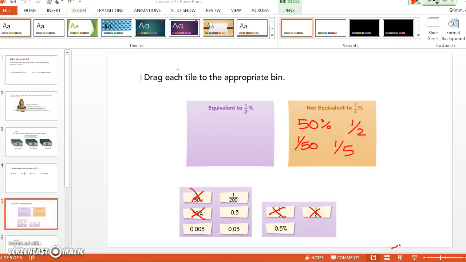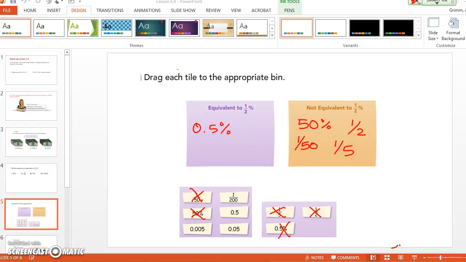Okay. I see another pretty easy one up there. There's one easy one left. Cassie? 0.5. Because isn't this the same thing as this, just in decimal form? Does that make sense? That's 0.5%. Okay. So 0.5%. All right.